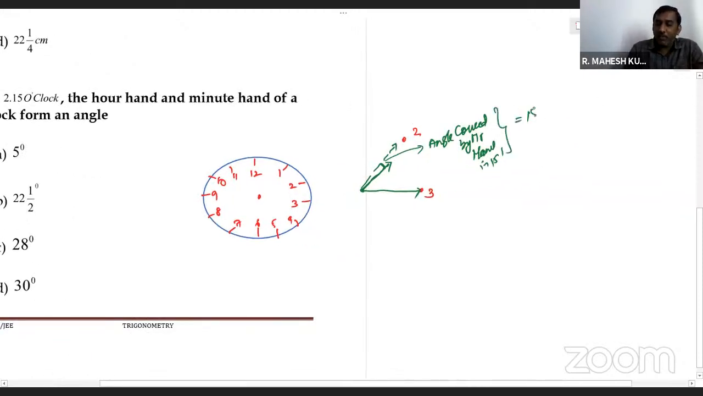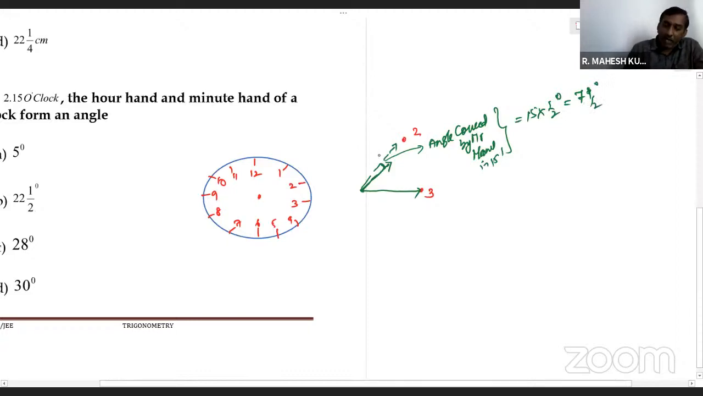It's going to be 15 into half degree. 15 into half, and it is going to be what? So 7 and a half degrees, 7 by 2 degrees, correct? So 15 divided by 2, it is going to be 7 and a half degrees you get, correct?